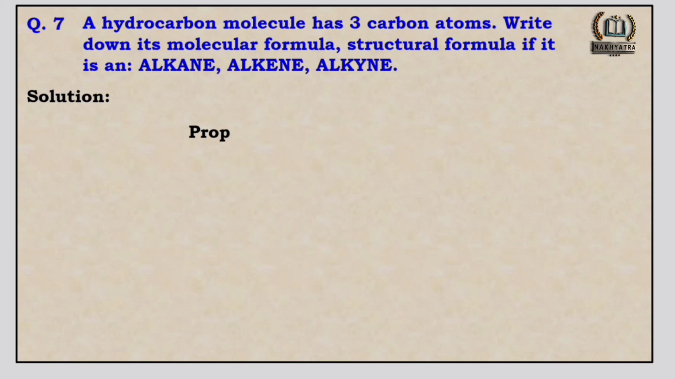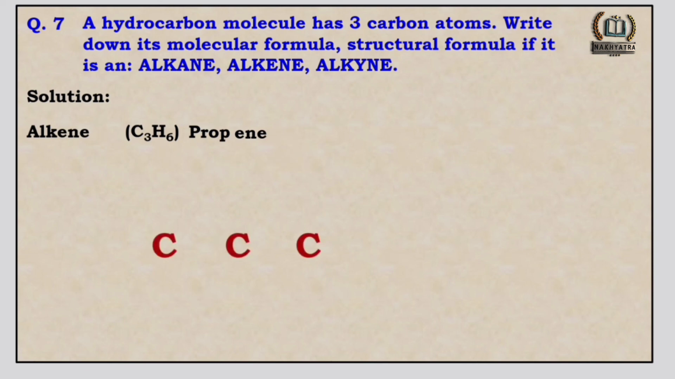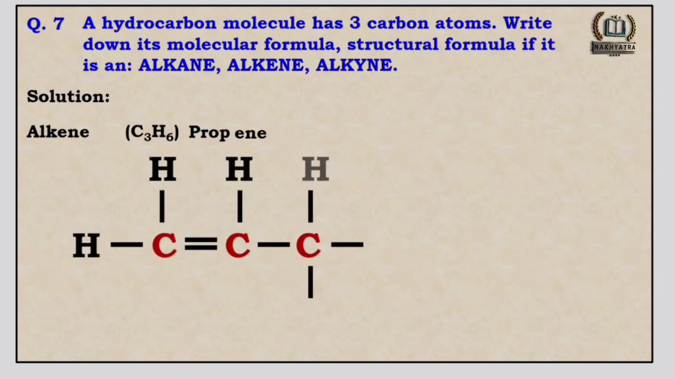Next we will see for alkene. So the molecular formula for alkene, when 3 carbon atoms are present, is C3H6. Again the root word will be prop because there are 3 carbon atoms present, but the suffix here will be ene because it is an alkene. So the compound is propene. Clear? Now write the structure for propene. See here, it has a double bond in it. So this is the structure of propene.